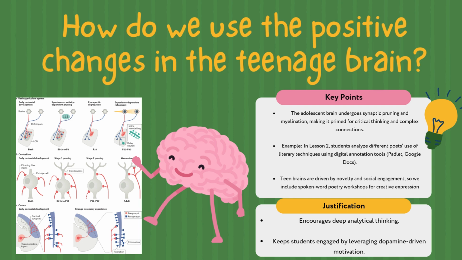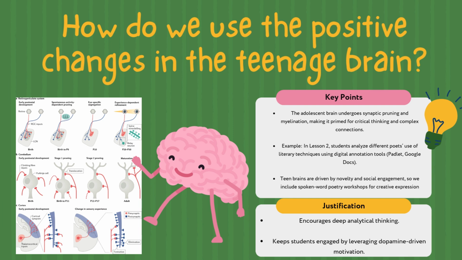How would you utilize the positive changes in a teenage brain? Throughout adolescence, the brain goes through synaptic pruning and myelination. This enhances the cognitive efficiency of students and allows them to have more deep and analytical thinking. As Daniel Siegel says, pruning allows students to have the way they communicate be more efficient.